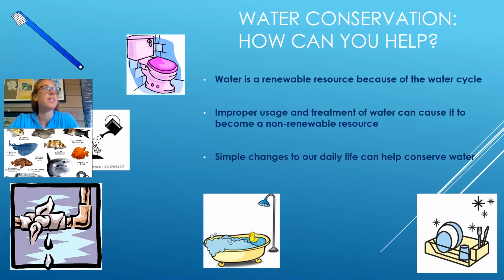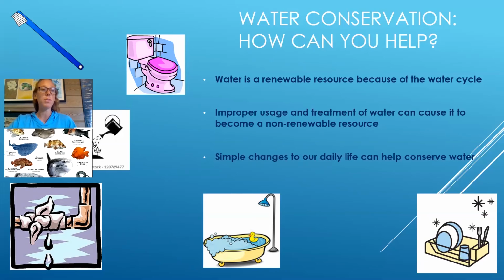Again, 97% of all water on Earth is salt. 3% of that is fresh. Only 1% of that 3% is accessible for human usage, along with our animals on Earth and our plants. Again, 7.8 billion people on this planet, and we use water every day. So little changes to our daily life can have a huge impact on water.